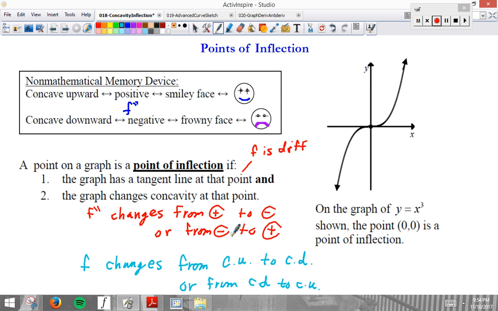It's much less restrictive than increasing/decreasing behavior. So on this graph of y equals x cubed, this is a point of inflection. We are talking about a concave down shape transitioning to a concave up shape. It could be vice versa. That's the point of inflection.